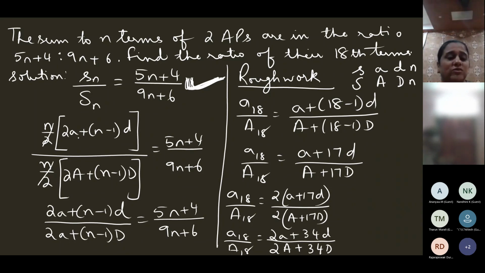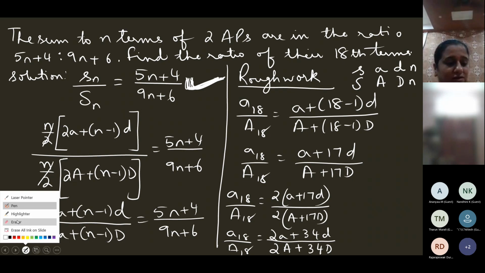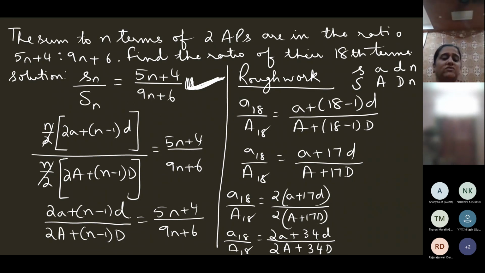Okay. So now we expand on the numerator and the denominator. We write the formula is equal to 5n plus 4 by 9n plus 6. N by 2 gets cancelled. So we are left with 2a plus n minus 1 into d by 2A, sorry, capital A, plus n minus 1 into D is equal to 5n plus 4 by 9n plus 6. Now at this point, we have to do some rough work because we have to take some value for n. And what that value for n should be, we don't know. So we'll just work and identify that value for n. So rough work this is.